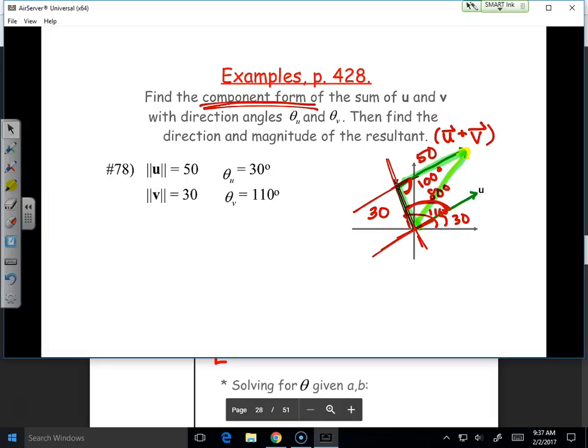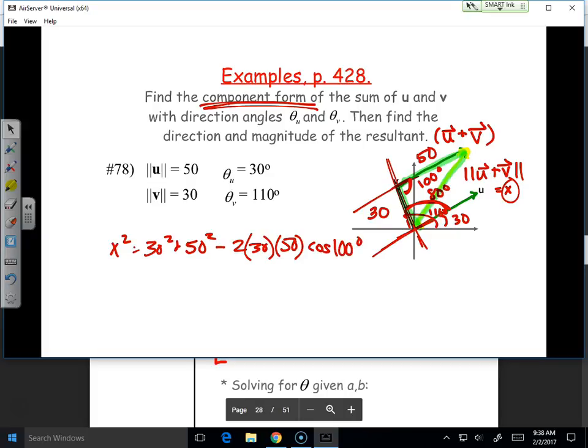So we can say our resultant, our magnitude of u plus v, is going to be, for sake of argument, let's call it x. So x squared is equal to 30 squared plus 50 squared minus, what am I doing right now? Law of cosines. And I can do cosine of 100 degrees. And I can solve for x by square rooting both sides. And that's only the magnitude. What else do I have to figure out? The direction. Stink.